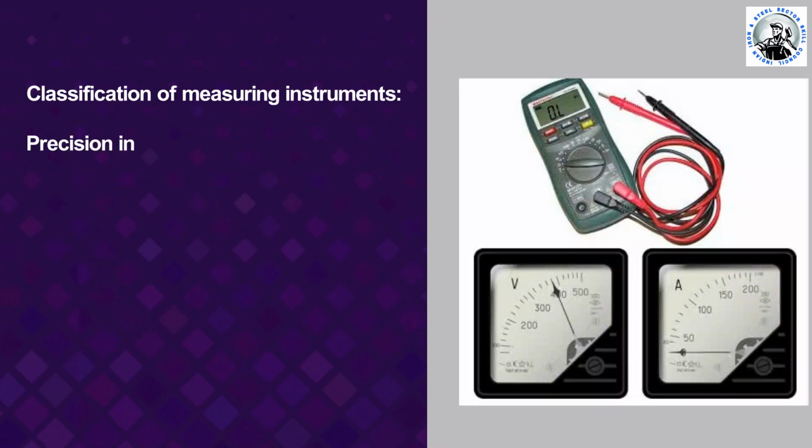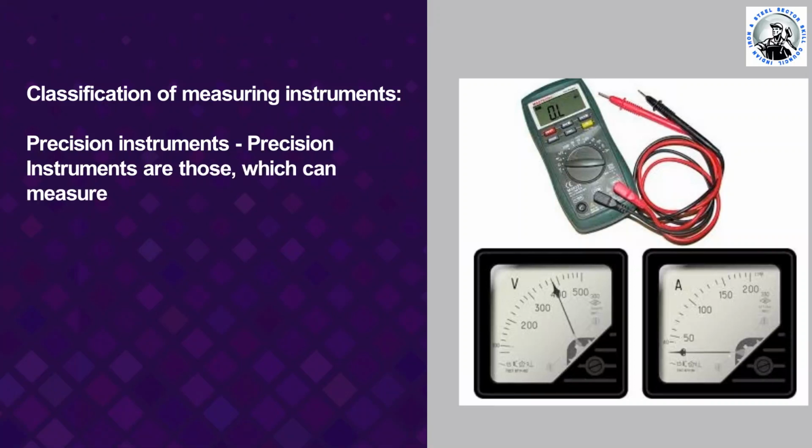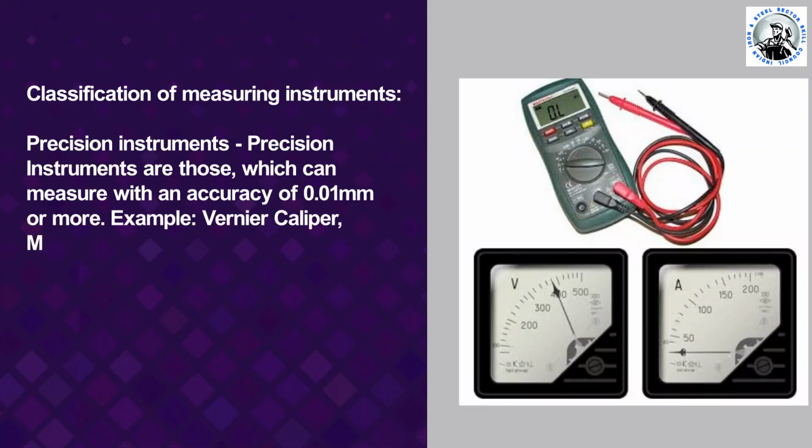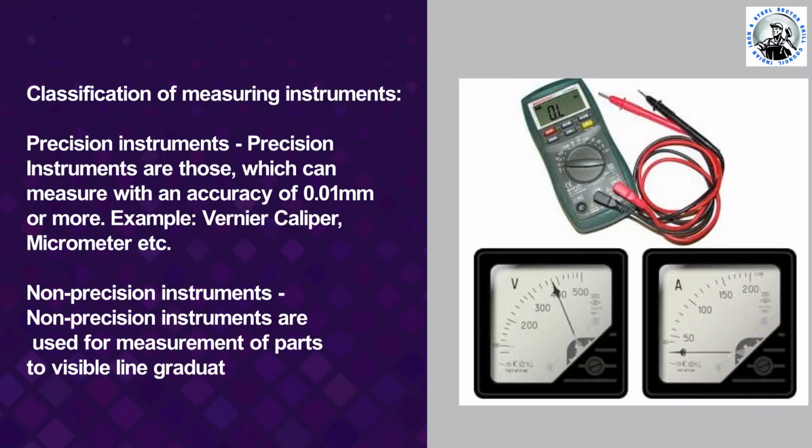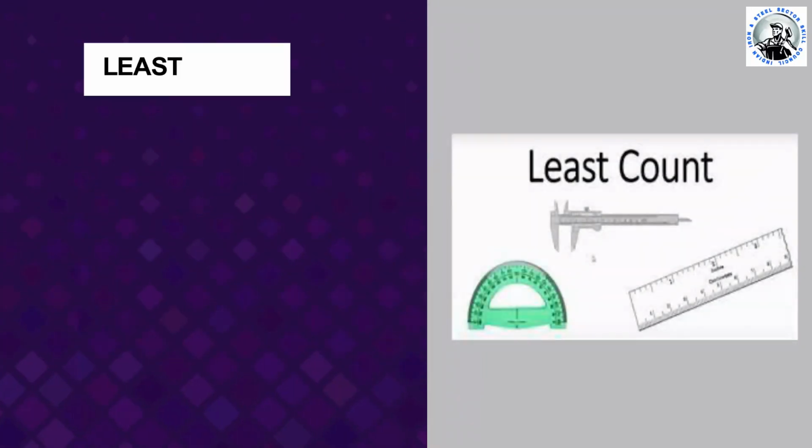Precision instruments. Precision instruments are those which can measure with an accuracy of 0.01 mm or more. Example: vernier caliper, micrometer, etc. Non-precision instruments. Non-precision instruments are used for measurement of parts to visible line graduation. Example: steel rule.